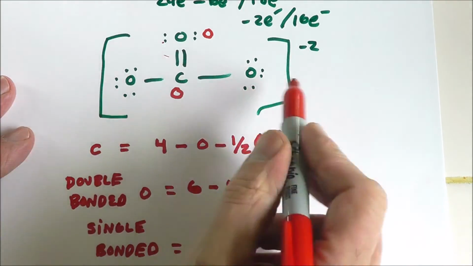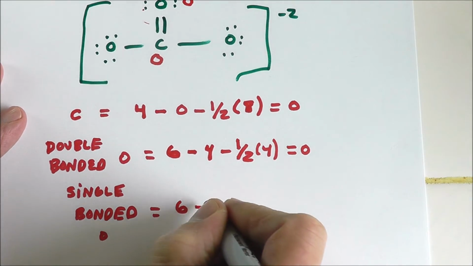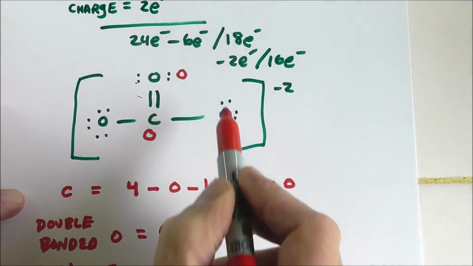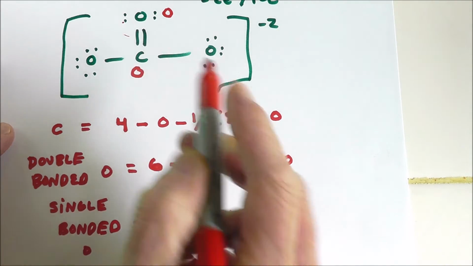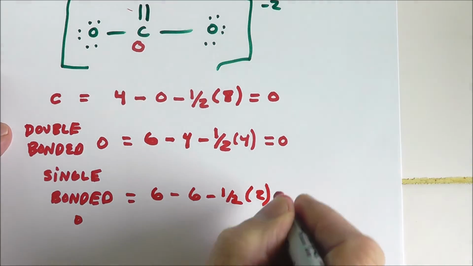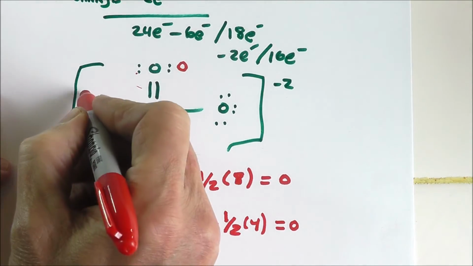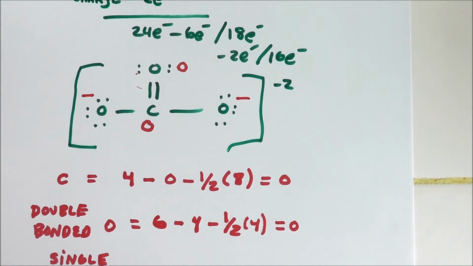Looking at either one of these, we don't have to do it over again because they're both equivalent. 6 valence electrons is what oxygen has, minus 6, 2, 4, 6, minus 1/2 of 2. 6 minus 6 minus 1, minus 1. So the negative 2 charge on carbonate comes from each singly bonded oxygen.